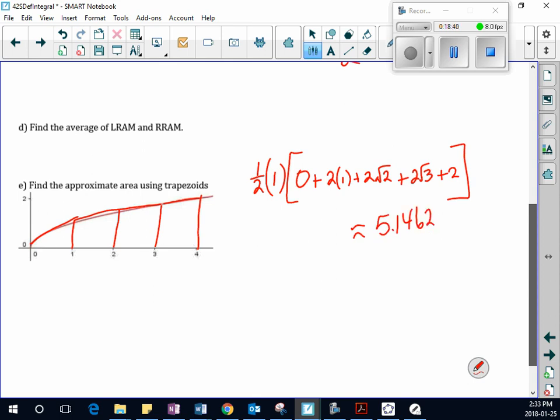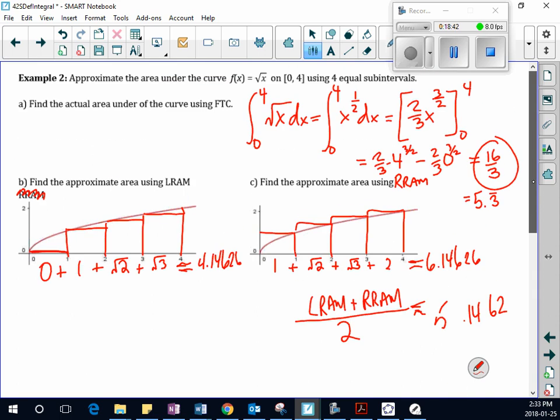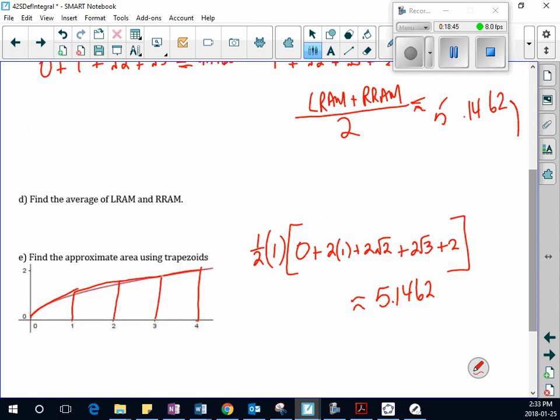.1462. Does that number sound familiar? Oh, it kind of does. Look at that. It's the average between LRAM and RRAM. But does it make sense to you that it would work that way? If you think about the table thing that I was talking about, for the lefts you're shifting the 4 to the left, and for the rights you're shifting the 4 to the right. So we only count the ends once, and we have 2 of the middle ones, right?